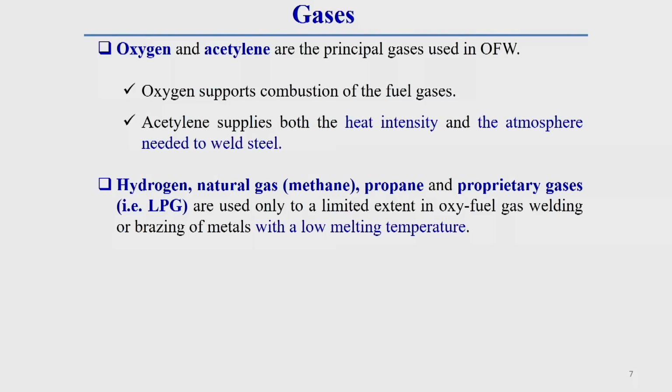Oxygen is generally used to support the combustion, and the fuel gas, or acetylene gas, supplies both the heat intensity and the atmosphere needed for the welding operation. What is the function of oxygen gas? Oxygen supports the combustion, because without oxygen combustion is very difficult. The second function, that of the fuel gas, is to supply the heat intensity for doing the welding operation as well as the atmosphere needed to do the welding.